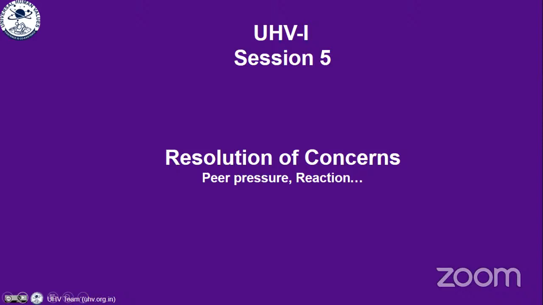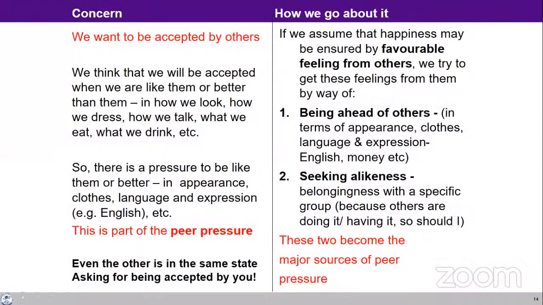In session 5, we discussed the resolution of concerns, like peer pressure, anger, reaction. So these are the concerns. Students were listing many concerns. We want to be accepted by others. This issue we can usually see among the students. When the newcomers are coming to campus, they want to get mixed up with everyone in the campus. But there they can see a difference among their seniors and also their classmates.